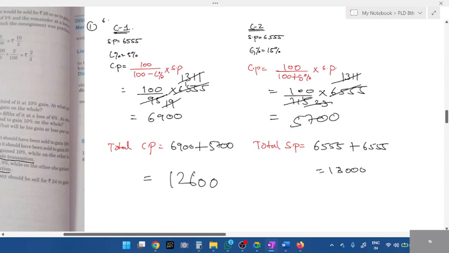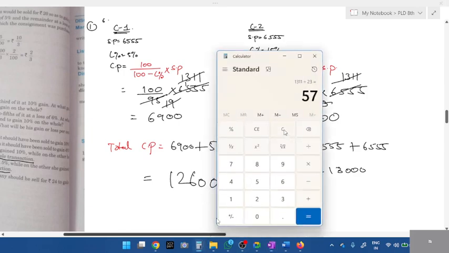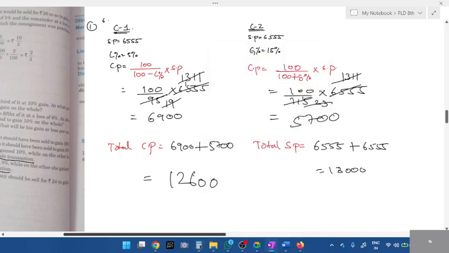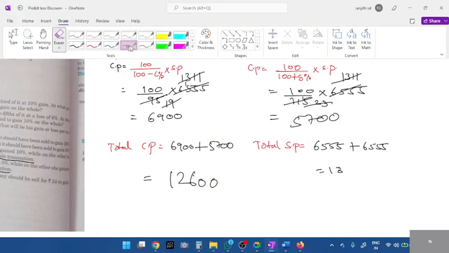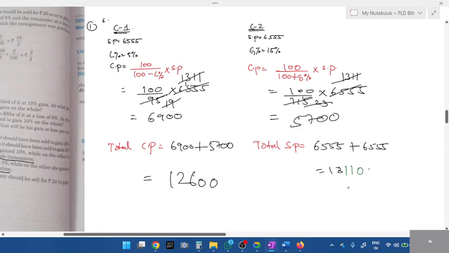12,600. And for how much did he sell? Total selling price? 13,110. Sorry, 13,110, right? Yeah, 13,110. Loss or profit? Profit. Calculate profit percent. First calculate the profit, students. What's the profit?